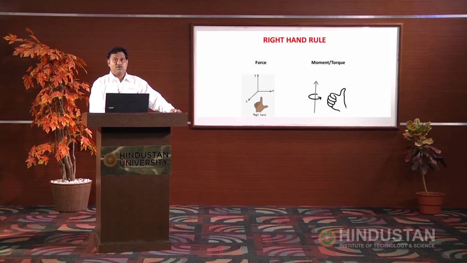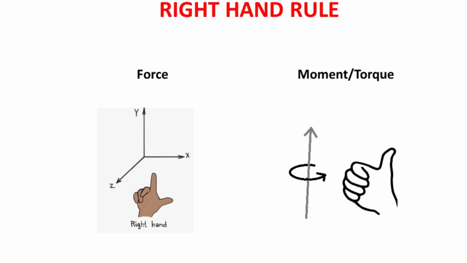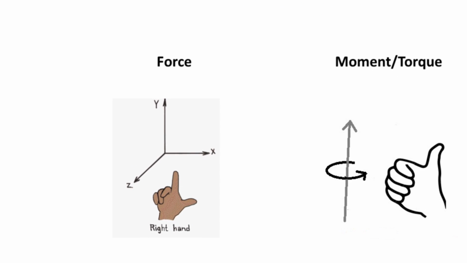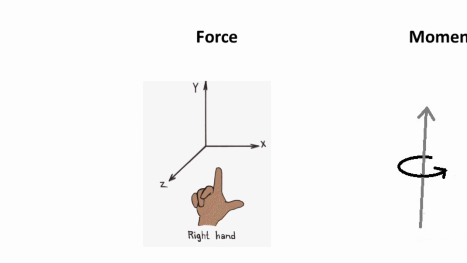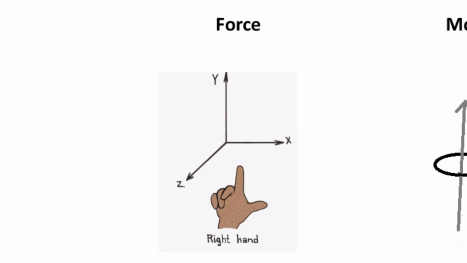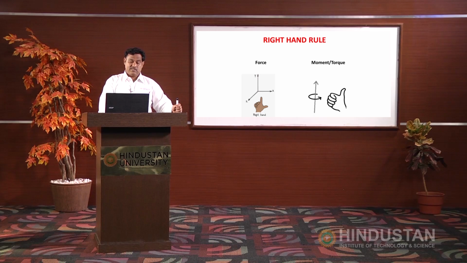Then the right hand rule. The right hand rule is applicable for force as well as moments. First, for force, the forefinger points upwards, the center finger points towards you and the thumb is towards the right. This is called the right hand rule. Normally, this is used for force convention. Then next is moment and torque. Here you curl the fingers like this, and this is the direction of the moment.